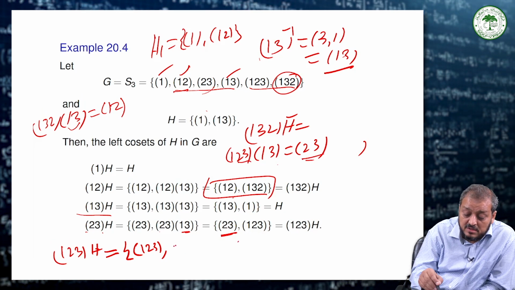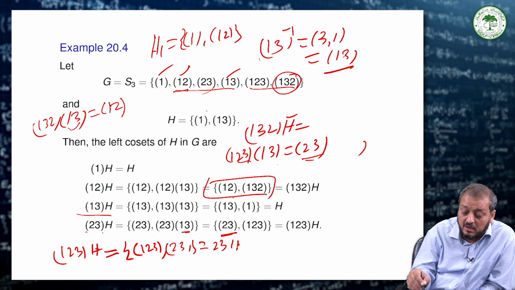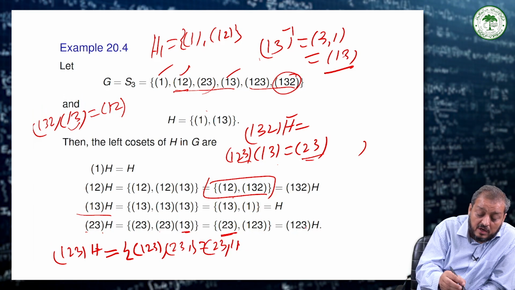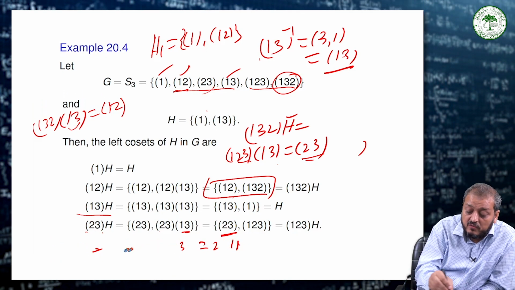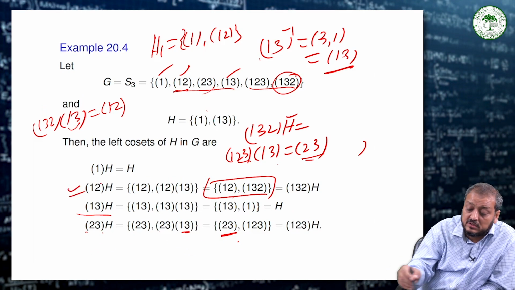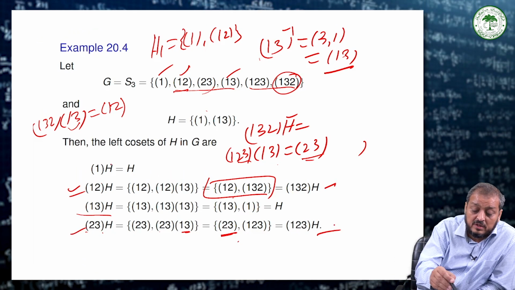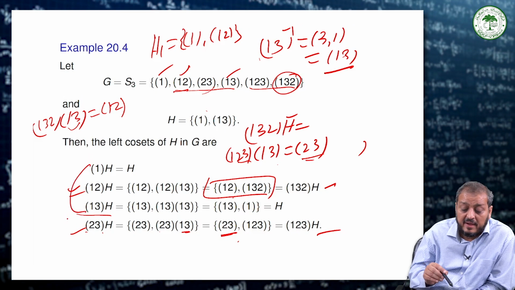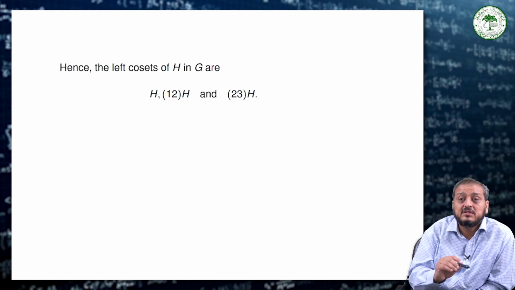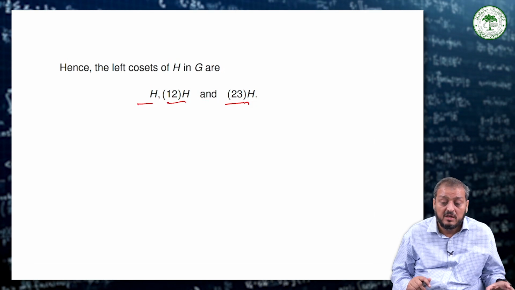So this means this is equal to (2 3), and this is the same as (2 3)h, and then we have to write this thing. Now you just check we have these two, (1 2)h, and this is the same. Now these two are the same. So clearly we have 3 different left cosets of H in S3: h, (1 2)h and (2 3)h. There are 3 different cosets.